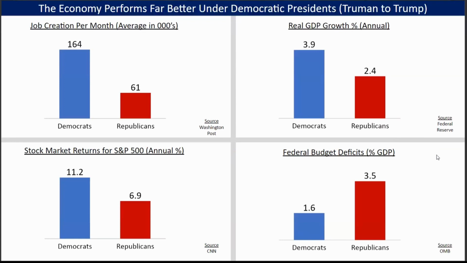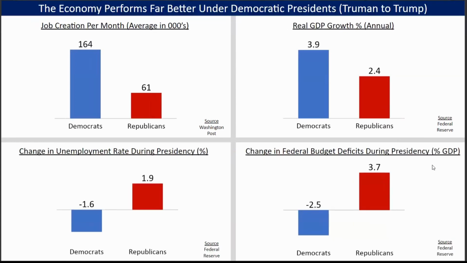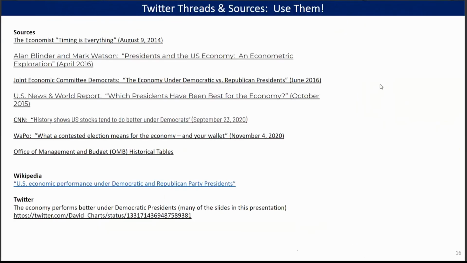The next page is the same idea. We just swapped out the bottom two variables to be the changes in the unemployment rate or the changes in the budget deficits, whichever variables you prefer. You can use both of those, share them with your friends, spread them around on social media, and explain how awesome the Democratic performance is. Here are some sources you can use.